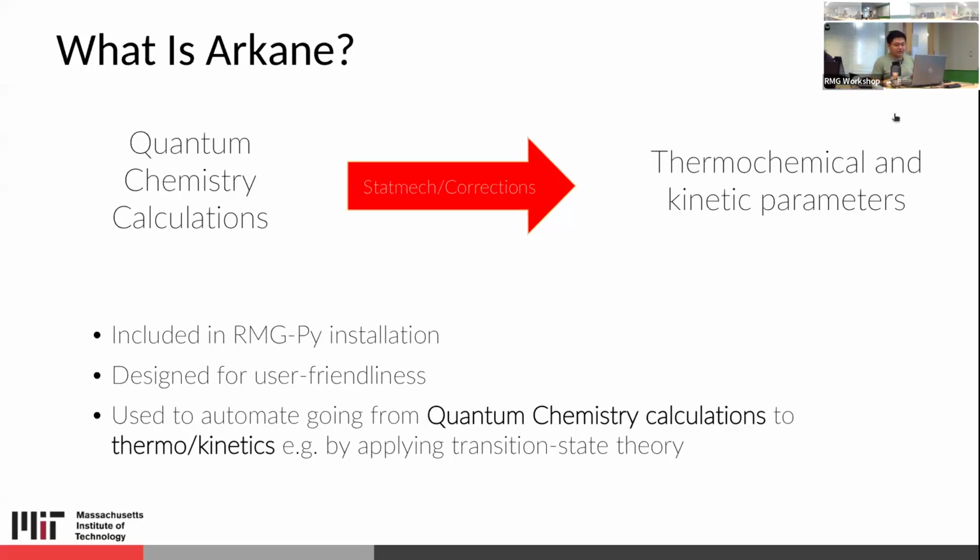So, what exactly is Arkane? If you're not familiar with it, it was mentioned briefly in the previous Arc video. But what it allows you to do is basically go from your quantum chemistry calculations into actual thermodynamic and kinetic parameters that you can then use in your RMG run or for other applications. It's included by default in RMG Pi.